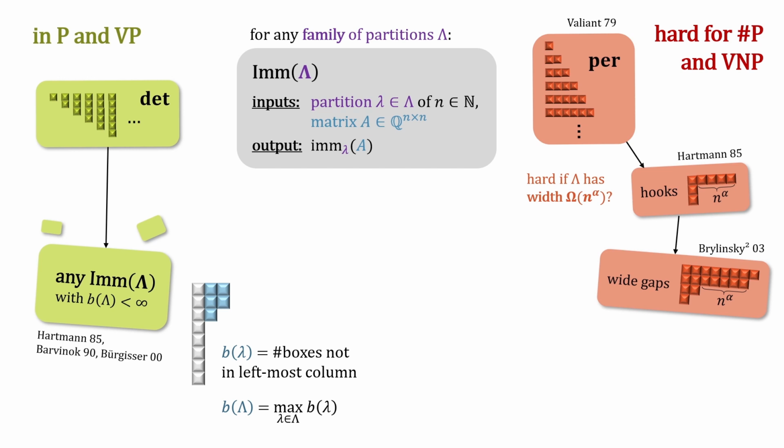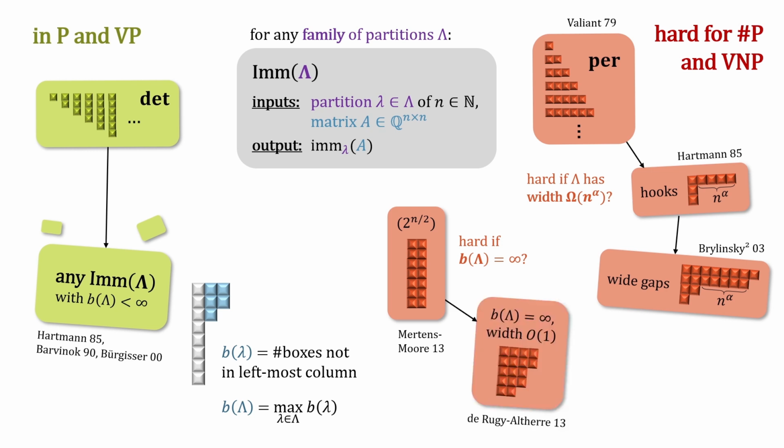However, and possibly surprisingly, it was shown later that for partitions of width 2, you can already get hard immanents. So now it made sense to conjecture hardness for families where the algorithmic criterion on the left fails. That is, where the b-value of lambda is infinite. Some progress towards this was made. If you have such a family lambda with infinite b-value but constant width, then you get hard immanence. But the general conjecture remained unresolved.